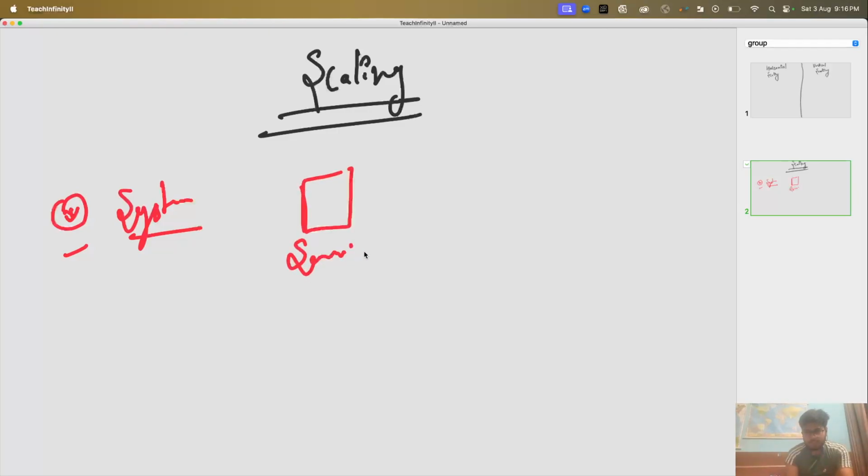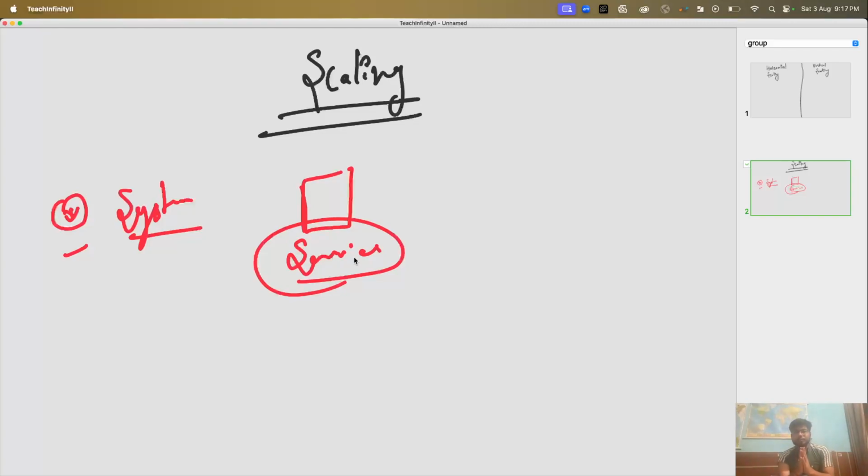So how can we understand this scaling? Suppose you have a website, an e-commerce website, and you are getting a good amount of traffic on that particular website. There is a time when you're getting more traffic and a time when you're getting less traffic. Your system should handle that much traffic, so you need scaling for that.